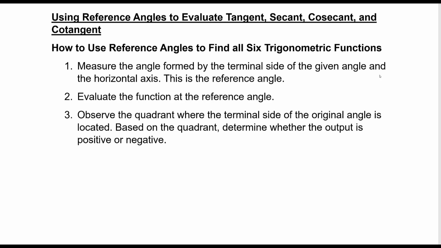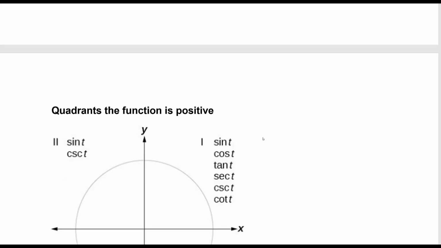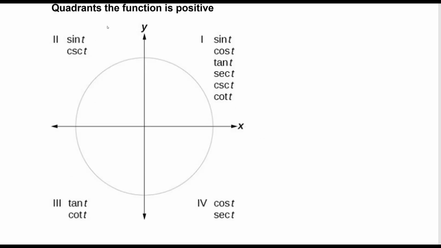Evaluate the function at the reference angle, then observe the quadrant where the terminal side of the original angle is located. Based on the quadrant, determine whether the output is positive or negative. So here are our quadrants. First quadrant, everything is positive.